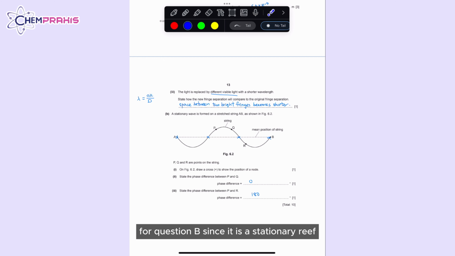For question B, since it is a stationary wave, for you to determine the phase difference, you just have to know whether the 2 points are between adjacent nodes or beyond them. If it's between, it will be 0 degrees, and if it's beyond the adjacent node, you will have 180 degrees as the phase difference.